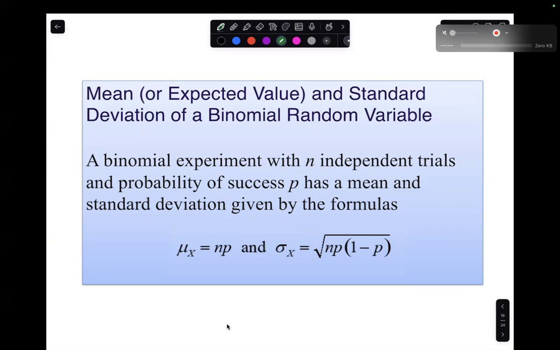Standard deviation is a little bit different. For the standard deviation, we take the square root of the number of trials times the probability of success times the probability of failure. So it's the square root of np times 1 minus p. That's how we do this.